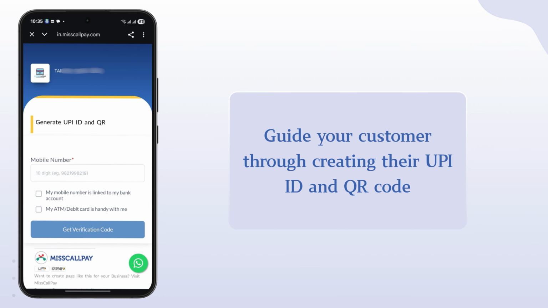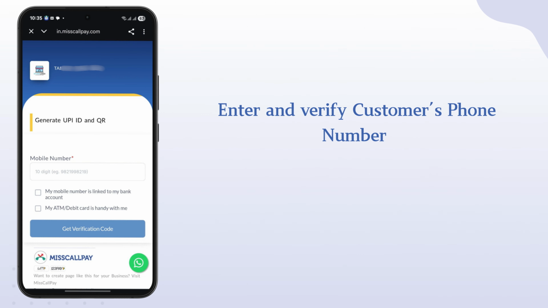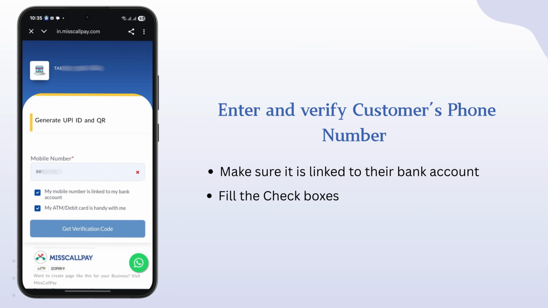Step 3. Enter and verify customer's phone number. Type in your customer's mobile number. Make sure it's linked to their bank account. Tick all necessary checkboxes to ensure compliance and customer consent. This is important. Then, tap Get Verification Code.